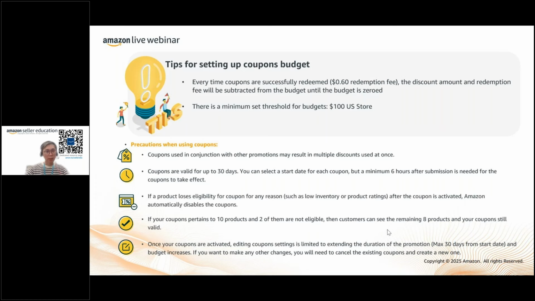Let me see what other points are important here. So once your coupons are active, when you try to edit an active coupon, what you can do is only either extend the duration up to a maximum of 30 days, and also increase the budget, not decrease. If you want to make any other changes than these two, you will need to cancel the active coupon and then create a new one.